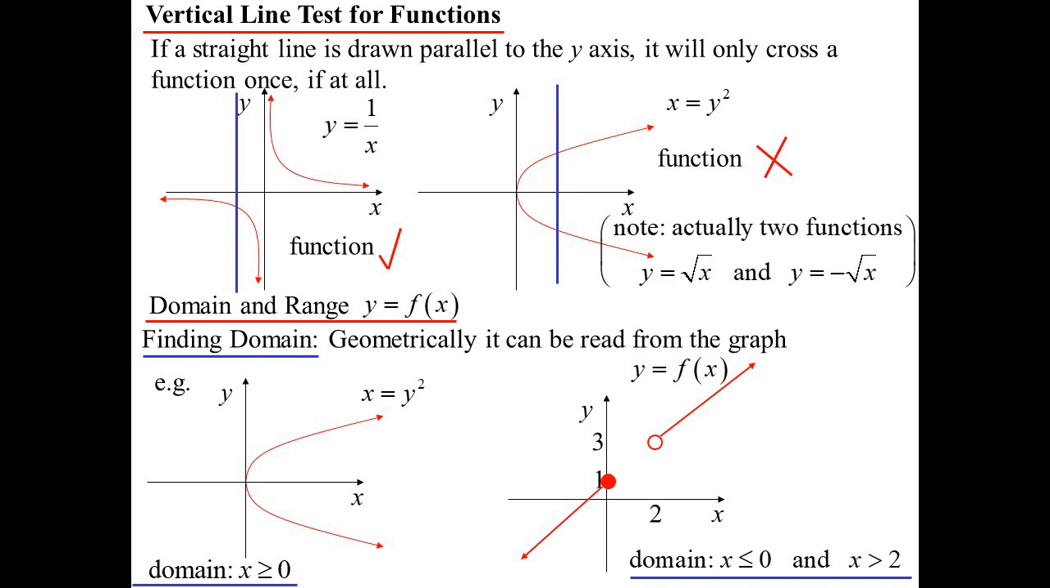Notice I used the word and there. So when you're talking about a domain, you're saying and. It's all of these things. As opposed to a solution to an inequality or an inequation, you would have or there because it would be impossible for a solution to be both less than or equal to 0 and also greater than 2 as well.